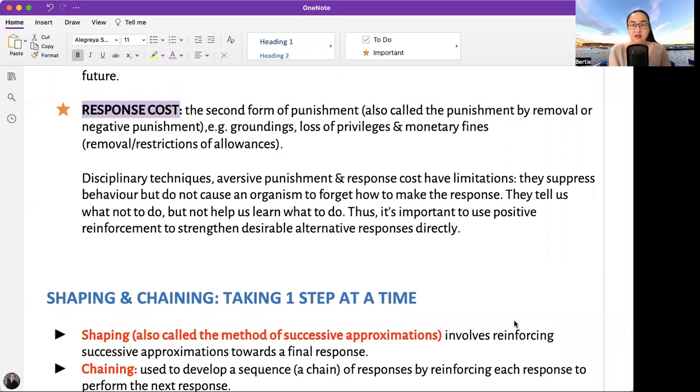Disciplinary techniques, aversive punishment and response cost, have limitations. They suppress behavior but do not cause an organism to forget how to make the response. They tell us what not to do but do not help us learn what to do. Thus, it's important to use positive reinforcement to strengthen desirable alternative responses directly.